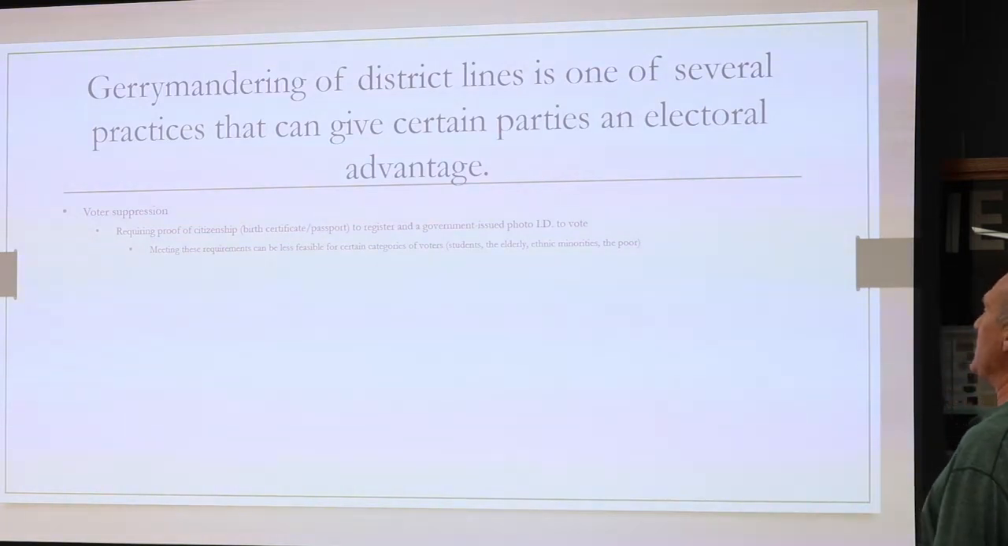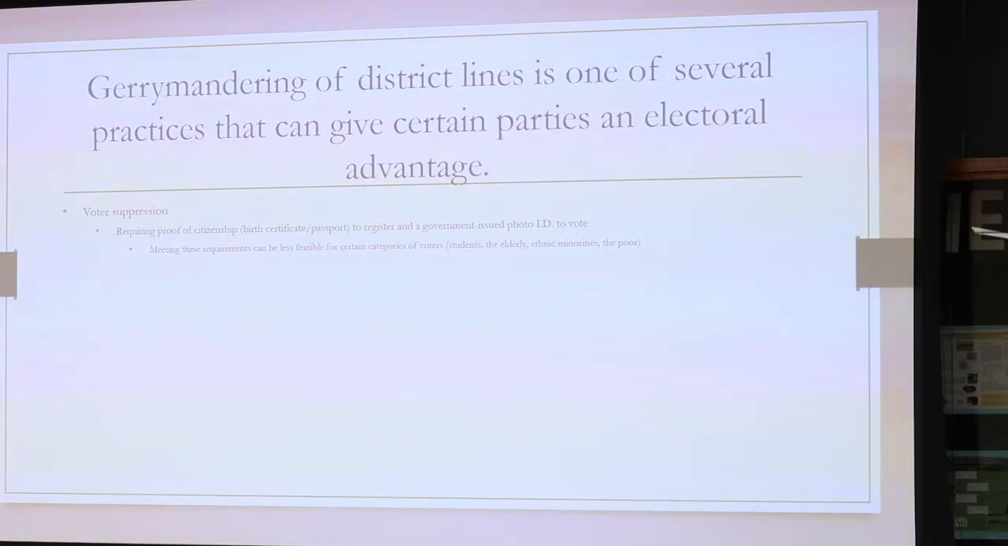Here in Kansas, we passed legislation that now requires proof of citizenship to register to vote, and typically that means either a birth certificate or a passport. And then in addition to that, when you actually go to cast your vote, you've got to show a government-issued photo ID before you'll be permitted to vote, even if you're registered. And these changes were made, of course, in the name of voter integrity, election integrity.